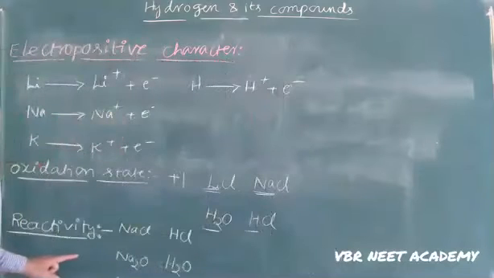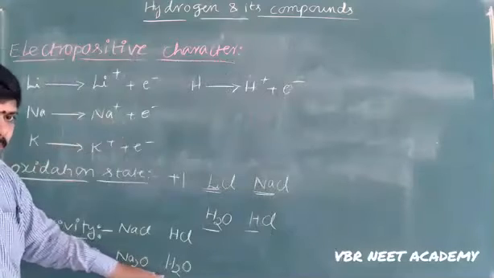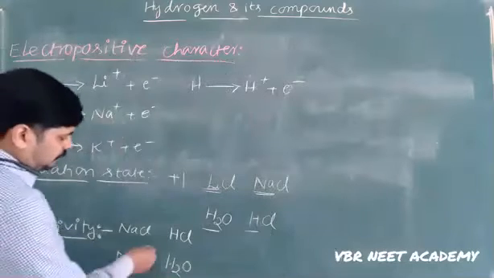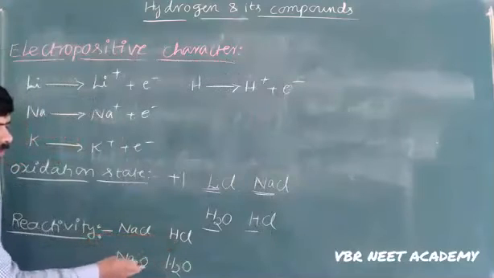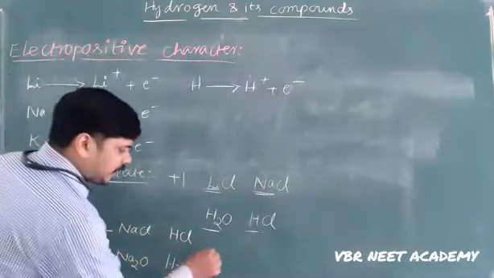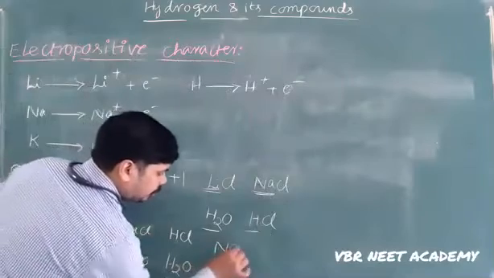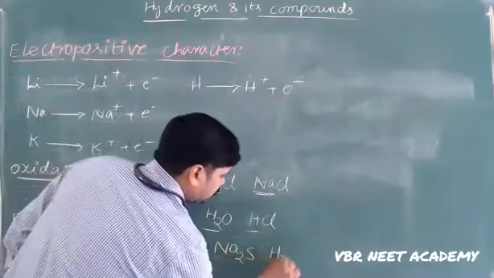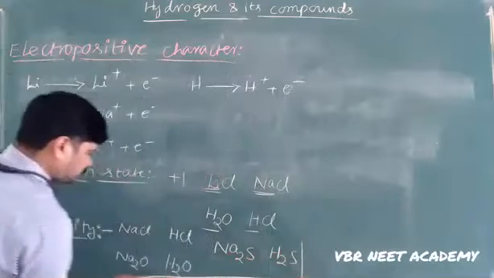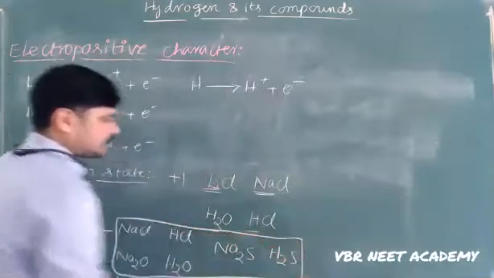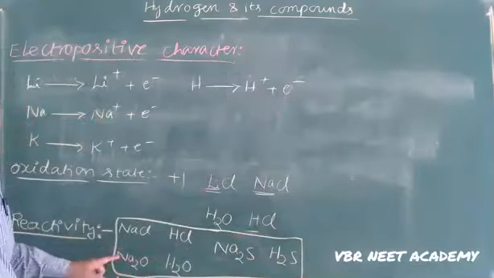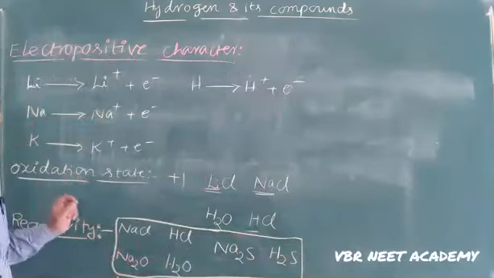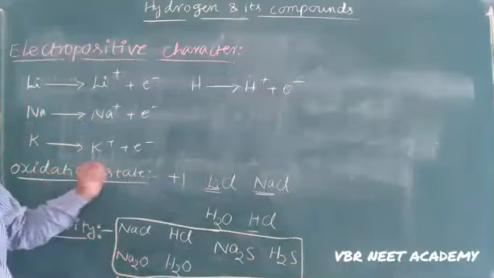Next we take the reactivity. So reactivity, when you take chlorine, NaCl, HCl; with oxygen, Na2O and H2O; and when you take sulfur, Na2S is formed and H2S is formed. So reactivity is also similar. This is the reason we can place your hydrogen along with your alkali metals.